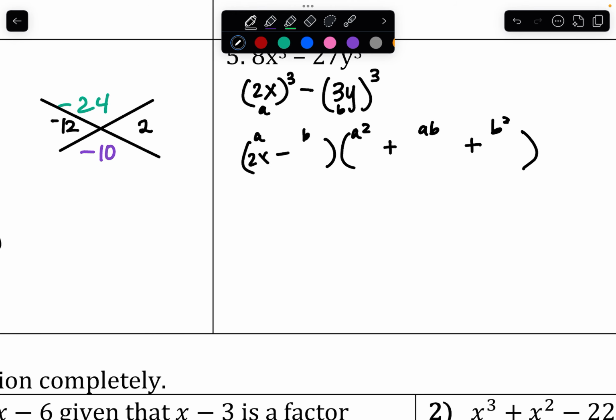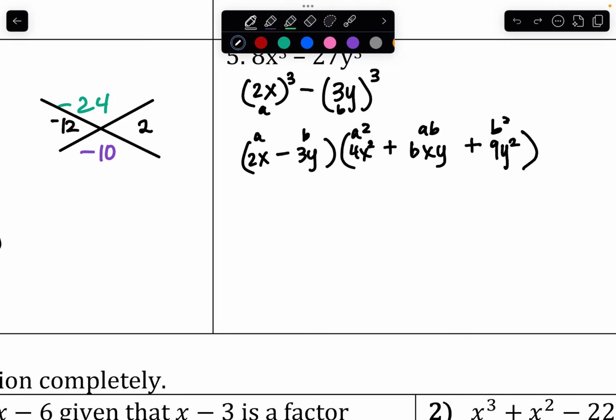So A is 2x, B is 3y. A squared would be 4x squared, B squared would be 9y squared, AB would be 6xy. Remember, ignore the signs. It's always tempting to multiply that negative. Ignore it. You already took care of the signs using same, opposite, always positive. SOAP will help you remember that. And so what you're left with, as long as you don't have any GCFs, will be your final answer. The quadratic will always be prime.